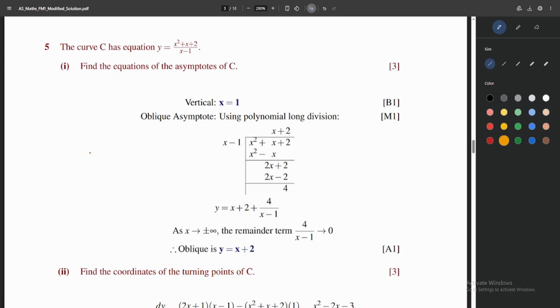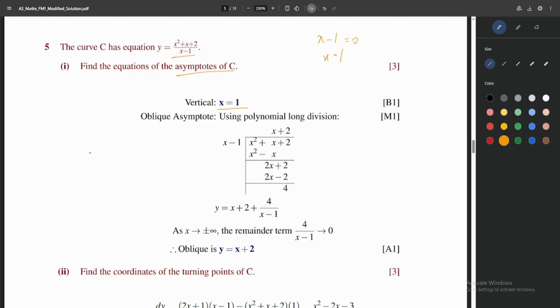So in this question, we have a curve y equals to this, and it asks us to find the equations of the asymptotes of C. The first asymptote is pretty straightforward. We just set the denominator x minus 1 equals 0, and x equals 1. So that's the vertical asymptote.